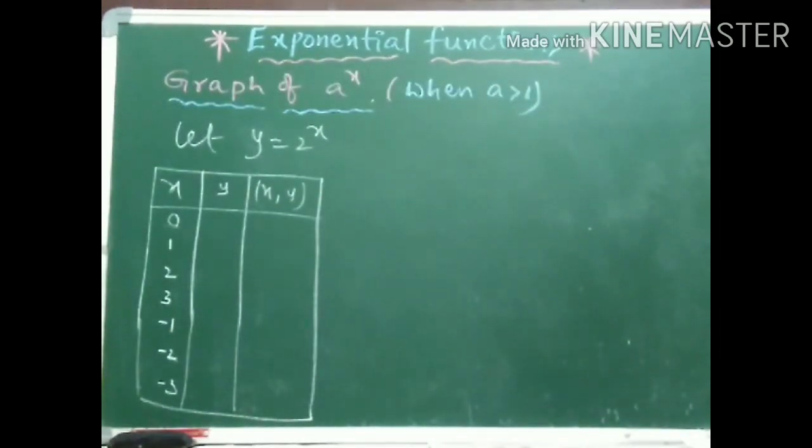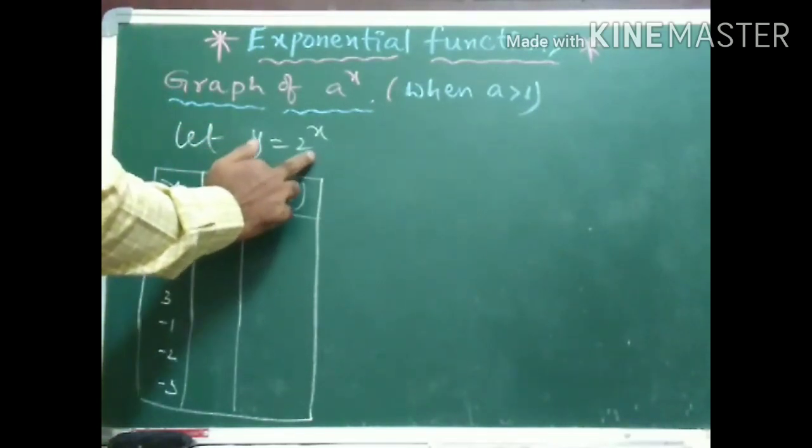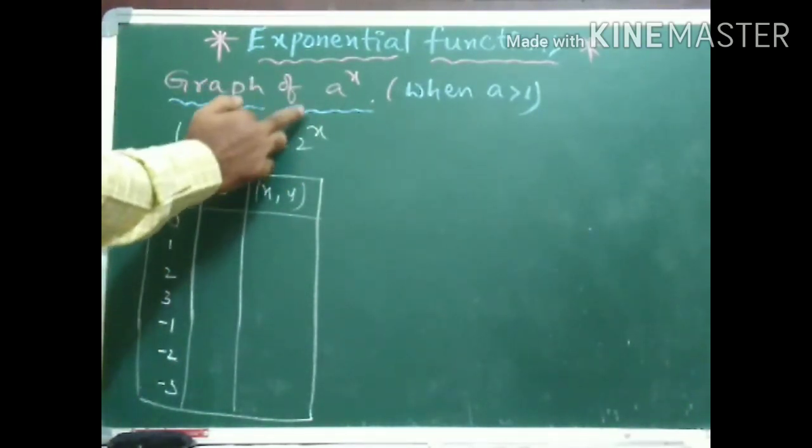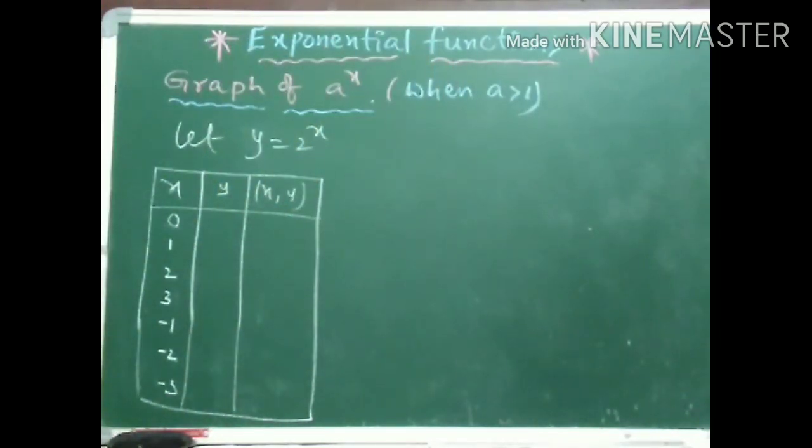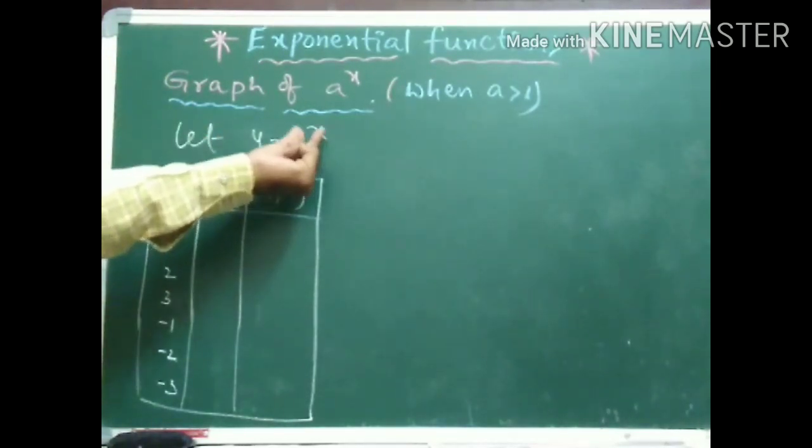So let us discuss the graph of an exponential function. Let me consider an exponential function as a power x, and that too case 1, that is when a is greater than 1. So let me assume the function as 2 to the power of x, where a is equal to 2, which satisfies this condition of being greater than 1. Okay, so I want to plot the graph of the exponential function 2 power x.